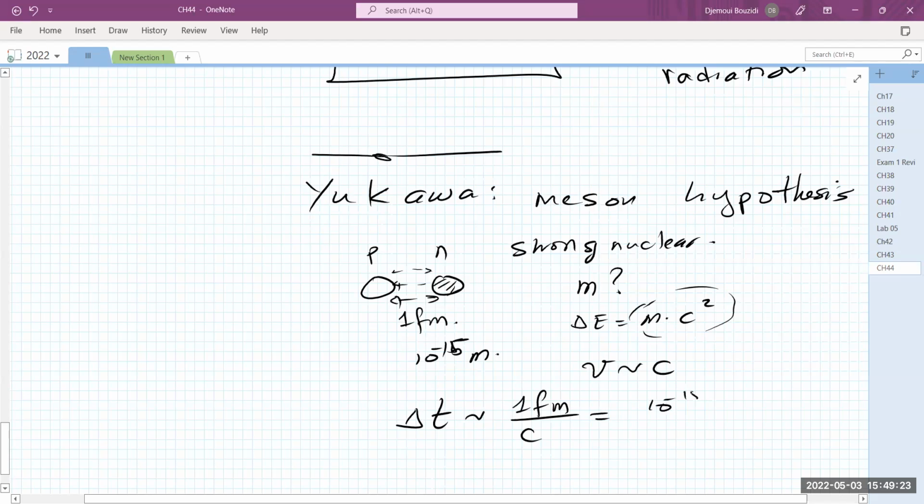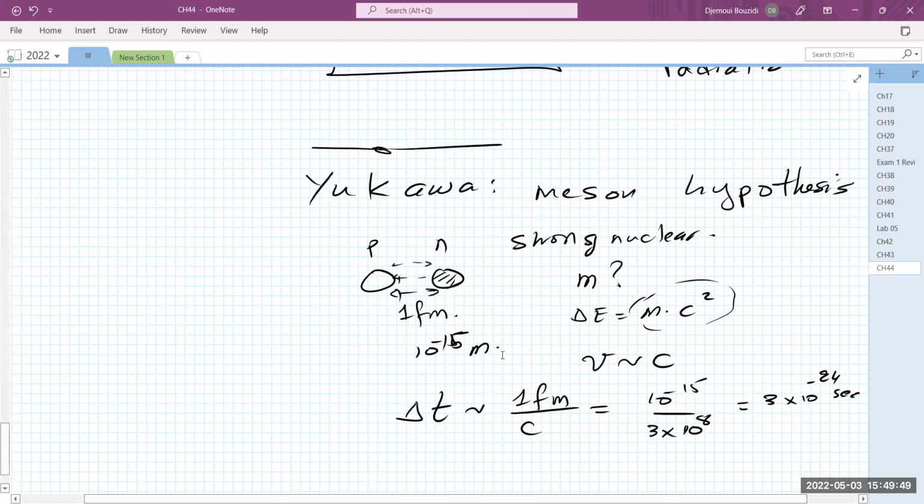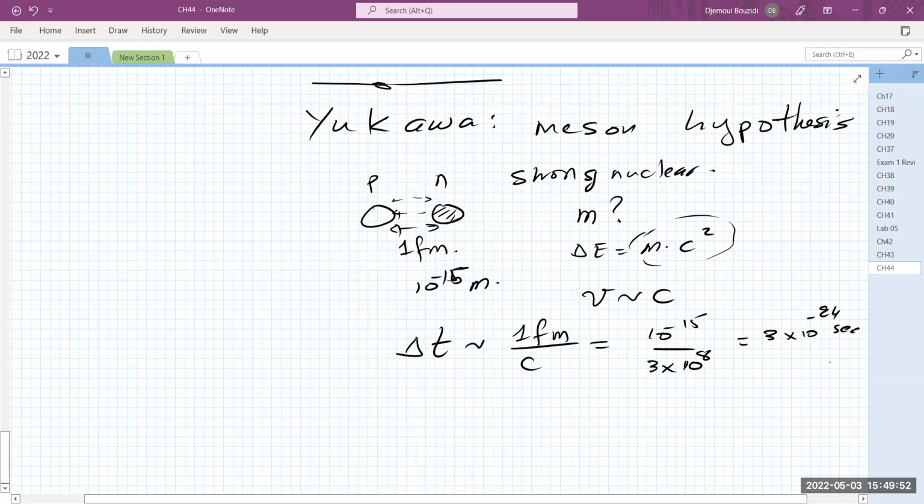So this distance is 10 to the negative 15. This time scale is 10 to the negative 15 divided by 3 times 10 to the power 8 meters per second. So we're talking about 10 to the negative 23 seconds times a third. So it's going to be 3 times 10 to the negative 24 seconds. So this is basically the time scale we're talking about in here. Since we know of the Heisenberg uncertainty principle, he theorized that the change of energy times delta T must be at least equal to h bar over 2. This is the condition from Heisenberg.